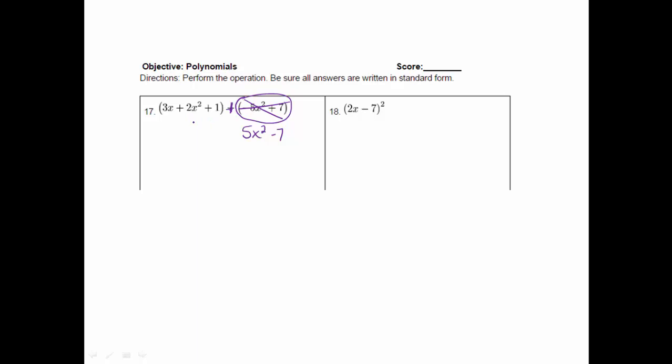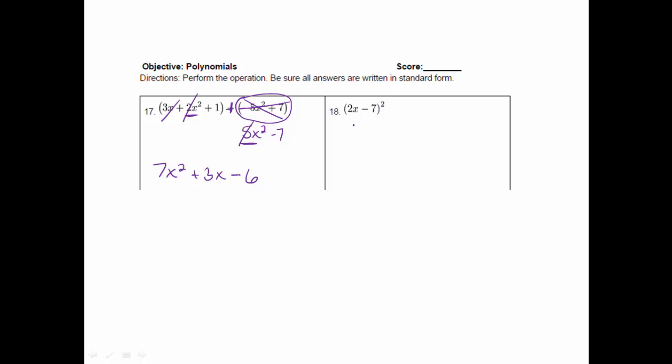Now we're going to combine like terms. So if I have a positive 2x squared and a positive 5x squared, adding them together will give me 7x squared. Nothing to go with the 3x, and it's positive, so I'm just going to bring it down and have it be a plus 3x, and then a positive 1 and a negative 7 will be minus 6, and that would be our answer.